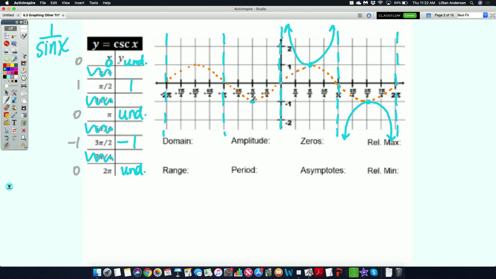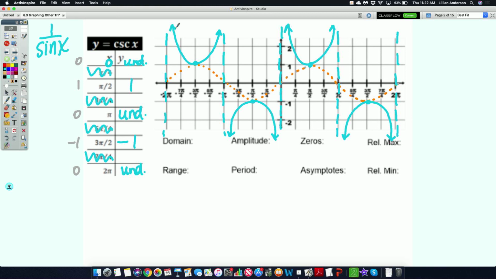Mm-hmm. And the truth of the matter is basically wherever there's a maximum on the sine graph, you basically have a parabola that's opening up. Wherever there's a min on the sine graph, you have a parabola that's opening down. So even here, you have a minimum, so that means you're going to have your cosecant graph opening down. At negative 3 pi over 2, you have a maximum, so that graph is going to open up.